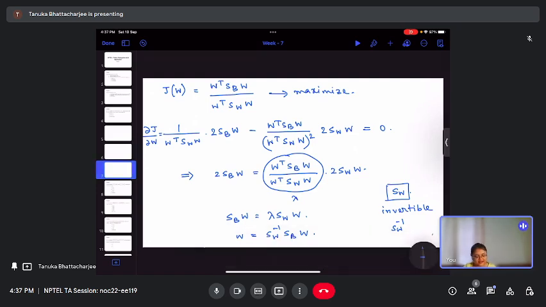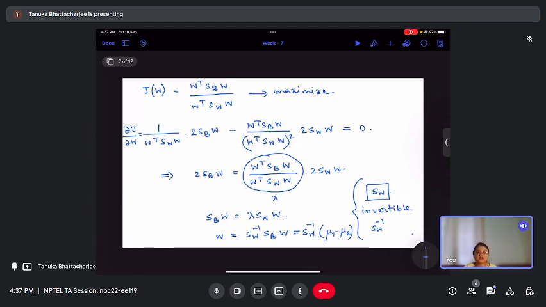So, if you put that here in place of SBW, you will get SW inverse times mu1 minus mu2. Here we are not considering the scaling factors, because that is just a scaling factor and it is not changing the direction, and we are concerned about the direction. That is why we are not explicitly taking that into account. So, this is the final direction of projection according to MDA.